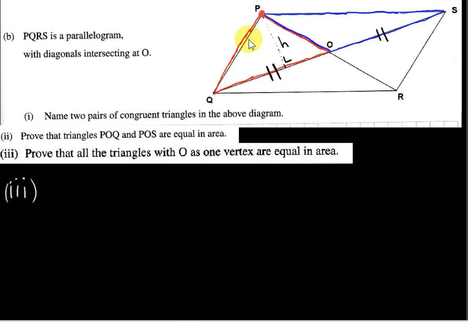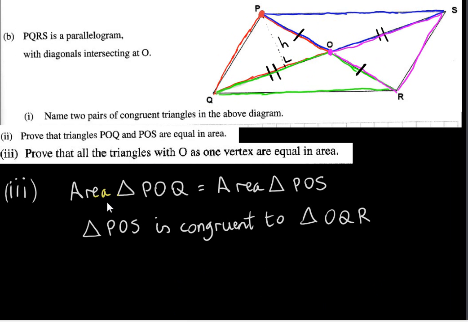Prove that all triangles with O as one vertex are equal in area. So there are four triangles that have O as one vertex. The vertex of a triangle is just a corner of a triangle. So here they are. Well, we proved earlier, in the answer to part 1, that triangle POS is congruent to triangle OQR. This triangle is congruent to this triangle here.